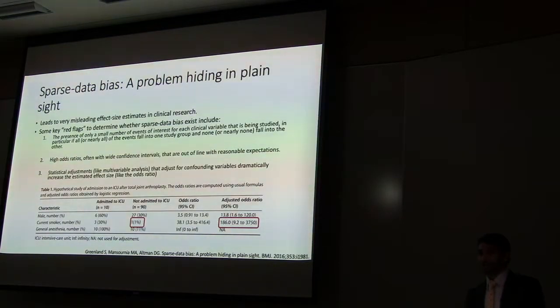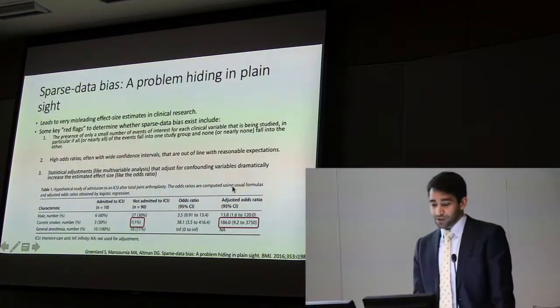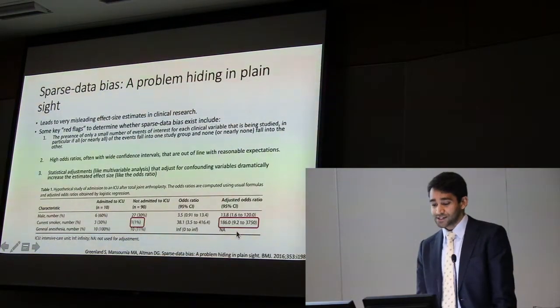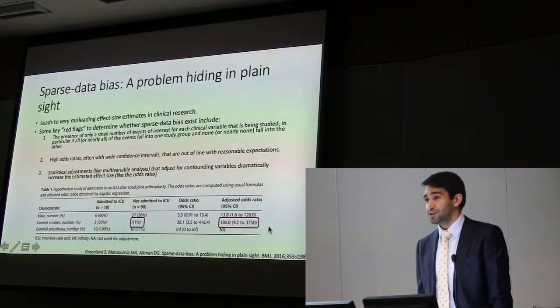That one patient is either male or female. So how would you possibly adjust by sex? But the statistical software out there will give you an adjusted odds ratio. So you have to be careful of that. And when it does give you one, the intervals are massive, right? So now the confidence interval is 186 with an upper bound of 3,700.